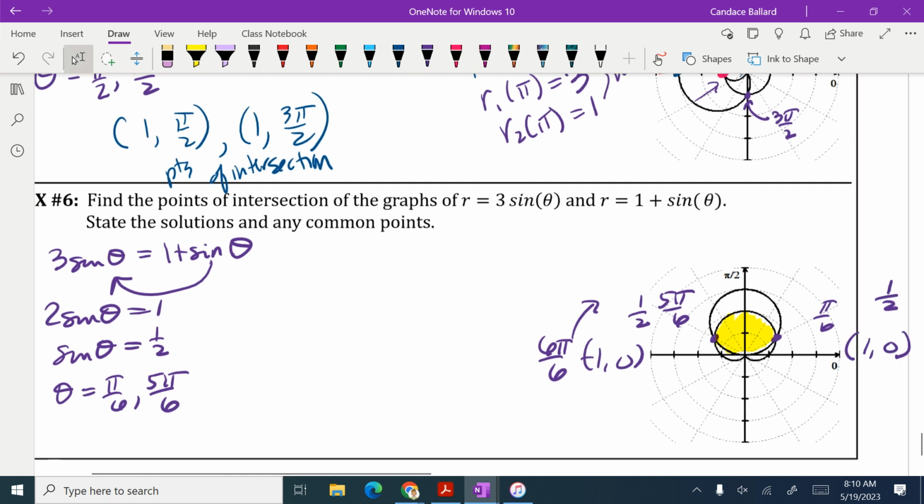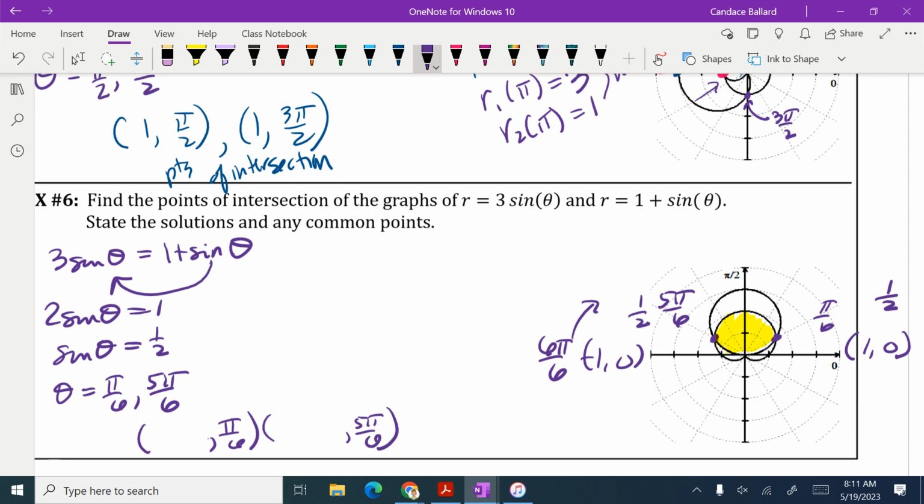How many rings out are they? Just look at the picture. It's a little bit more than something. It isn't exactly on, is it? We'd have to go in and find the decimal point. So it'd be something at pi over 6 and something at 5 pi over 6.